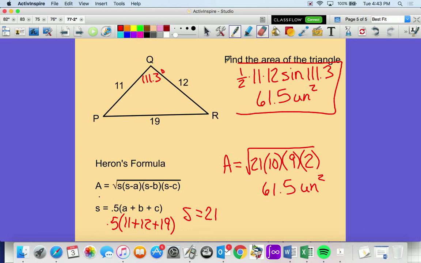The area for both of them works. This one is how I would do it most of the time. Okay, if you want to memorize Heron's formula, yep, it can be fast and simple to be able to do. But it's another equation to memorize that, to be honest, we don't use very much.